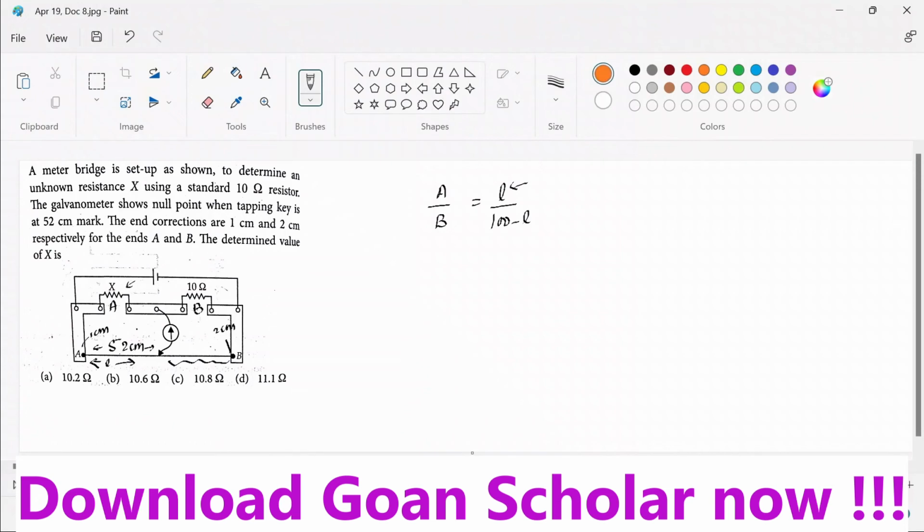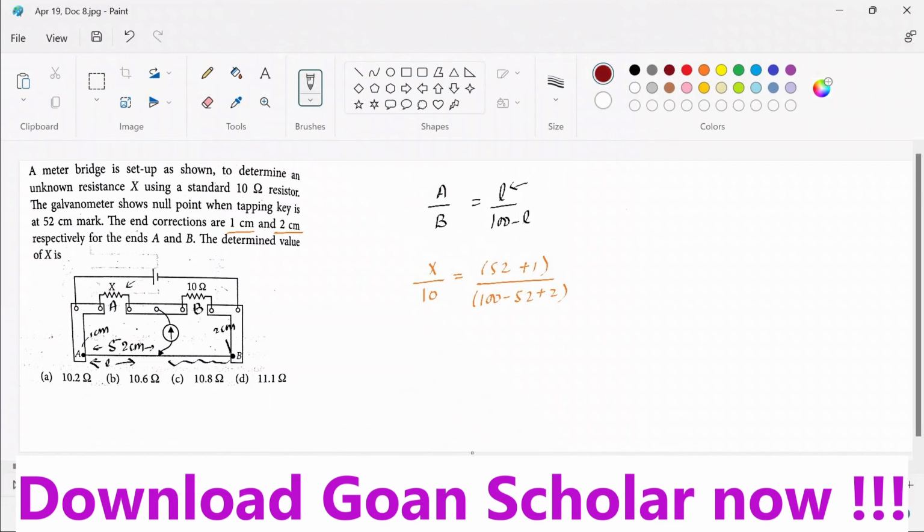Sir, but what to do with these end corrections? End correction is the error in the measurement. So let's see what we do with that. So X is connected across A, upon B it's 10 ohm, length across A is 52 centimeters, so 52 plus 1, that's the end correction, we are adding 1, whole divided by 100 minus 52, and the end correction across the other end, plus 2 centimeters. I hope this is clear. So this is the correction. We have to add 1 and 2 on both sides.